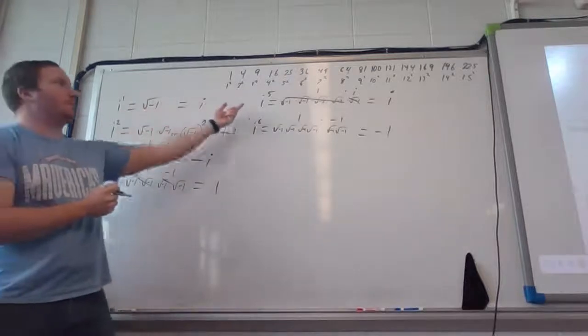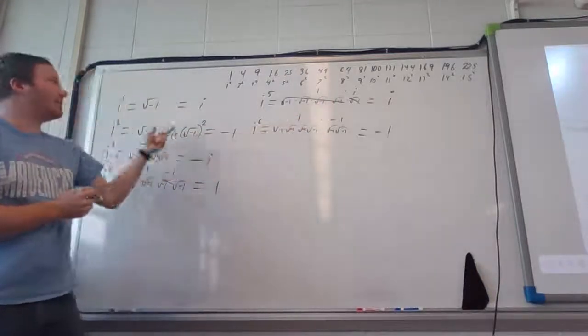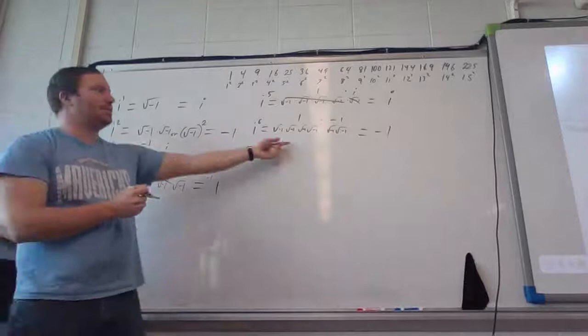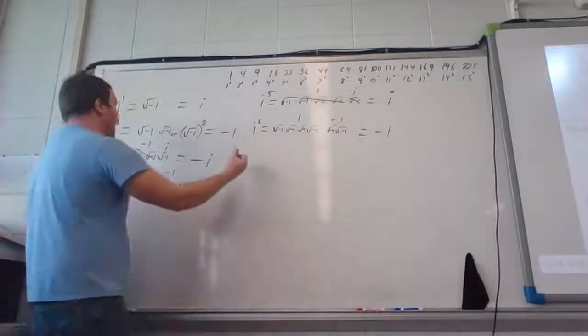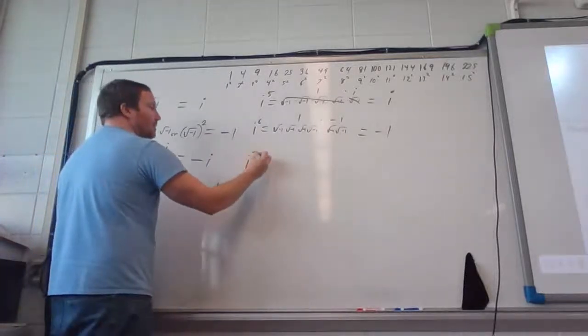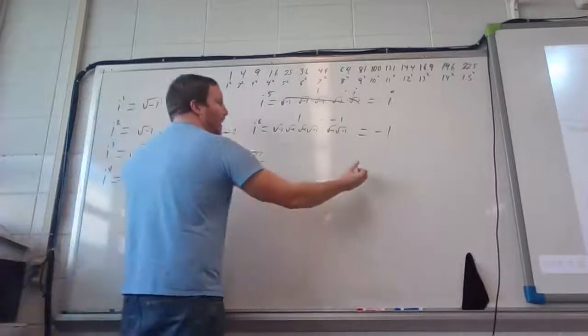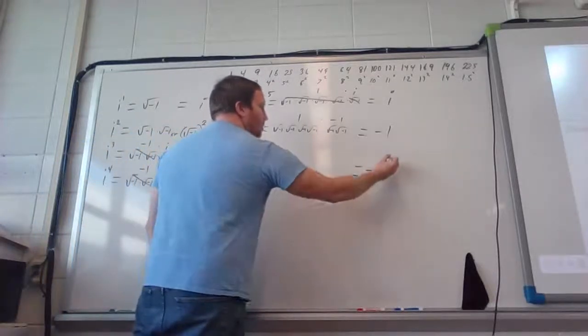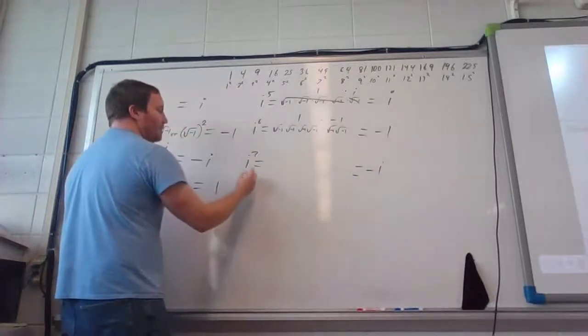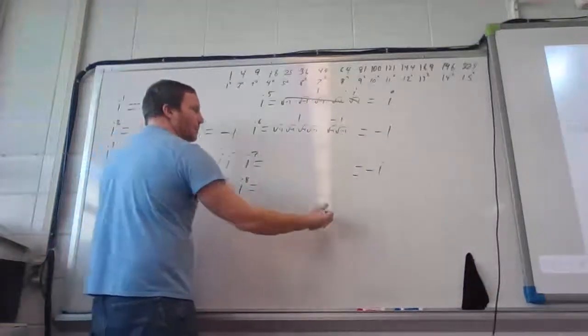You guys see a pattern happening? I to the 1st, i to the 5th, we get i. I to the 6th, i to the 2nd, we get a -1. What do you think i to the 7th is going to get us? -i. And i to the 8th, 1.